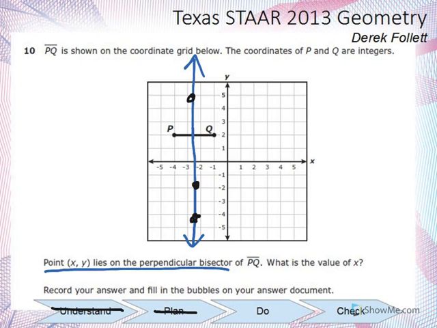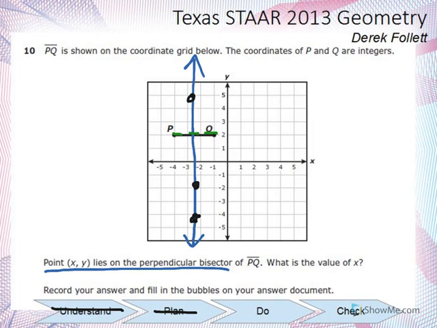And we know the perpendicular bisector goes to the midpoint, so we could kind of just eyeball the midpoint. How long is PQ? PQ is 3 units long. 1, 2, 3. So the midpoint is going to be half of 3, which is 1 1/2. It's going to be 1 1/2 units away from P and 1 1/2 units away from Q.